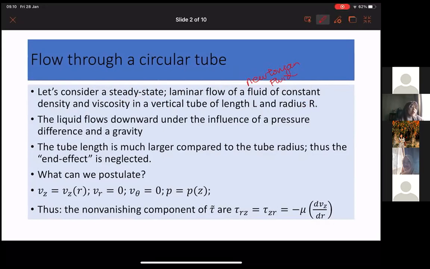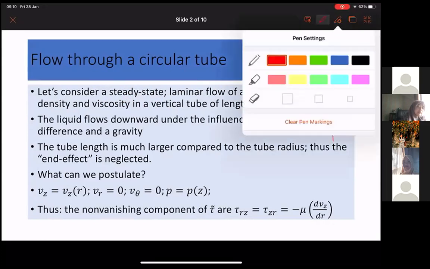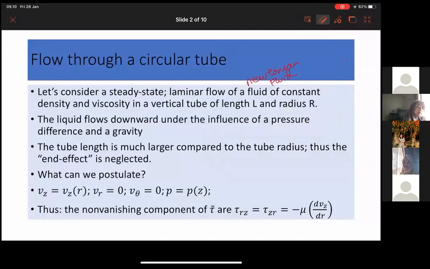So let's say we have the pipe there. Because it is a pipe, it is best for us to use cylindrical coordinates, because the vertical tube has a length L and a radius R.